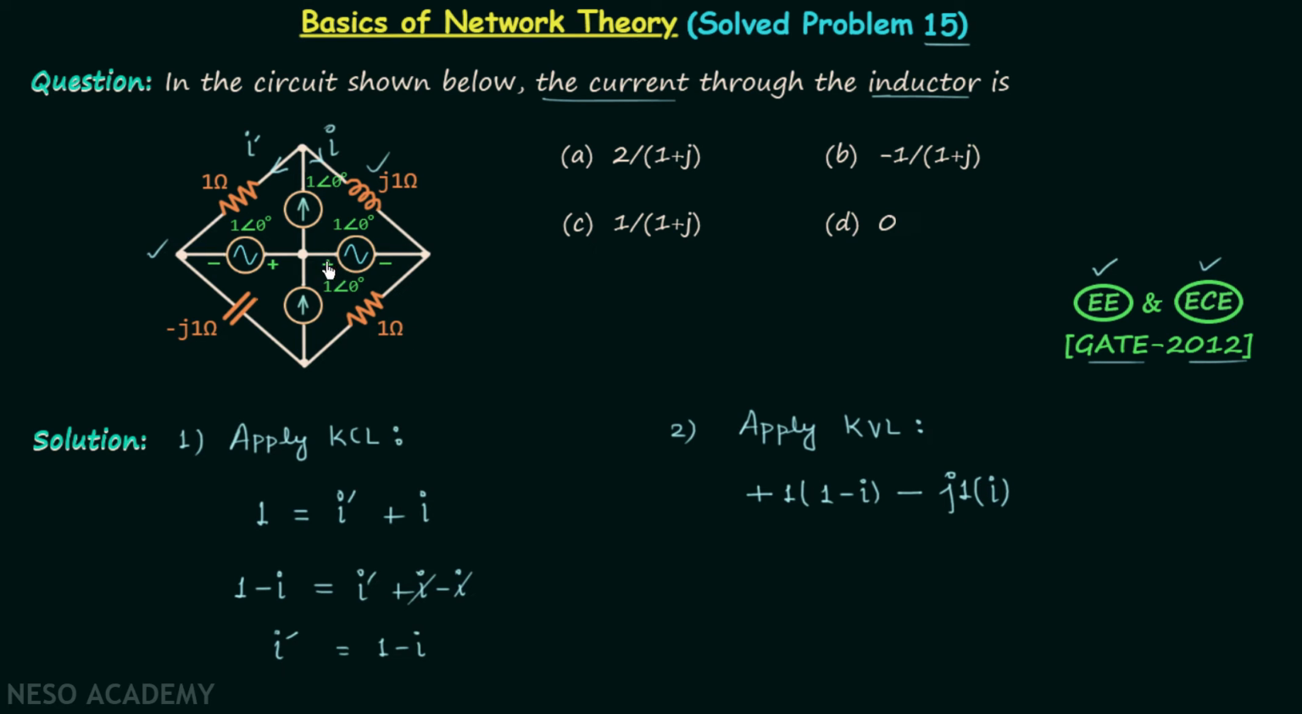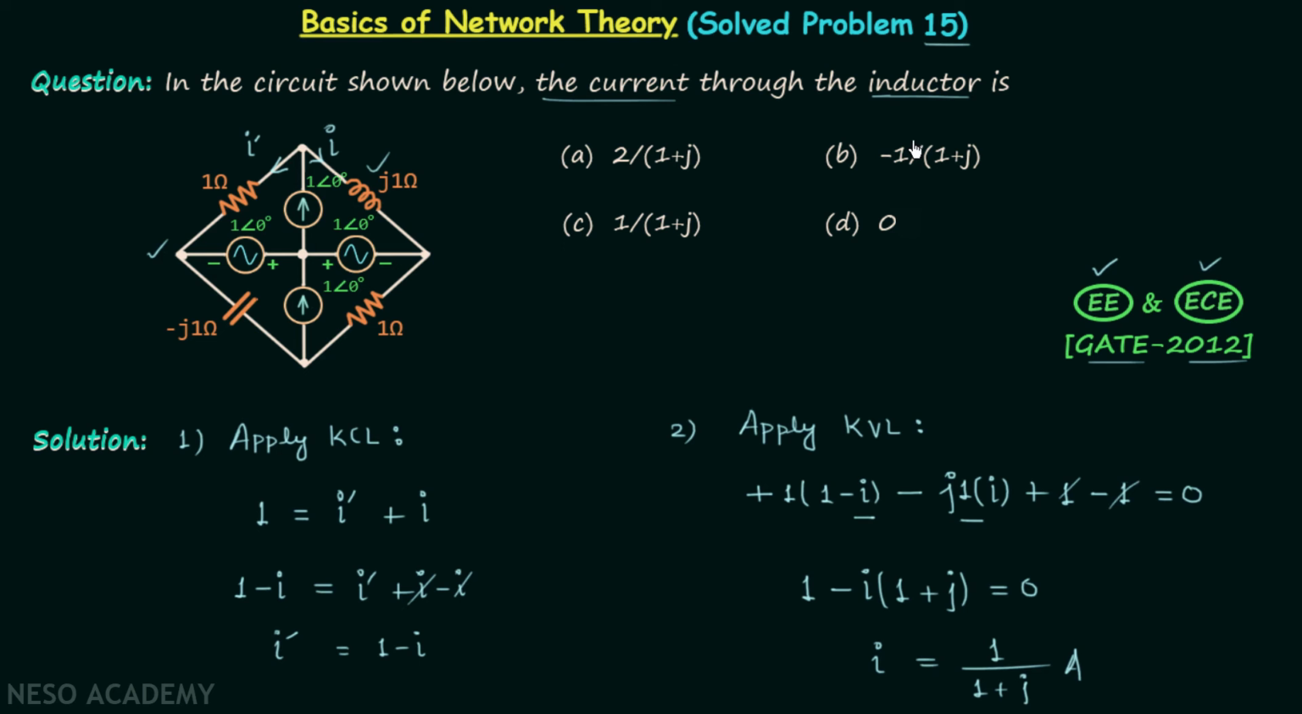Moving further, we will have plus 1, then we will have minus 1 equal to 0. Plus 1 minus 1 will cancel out, and we can take minus I common from here and from here. Therefore we will have 1 minus I inside the bracket, 1 plus J, equal to 0. Therefore finally we have current I equal to 1 divided by 1 plus J amperes.